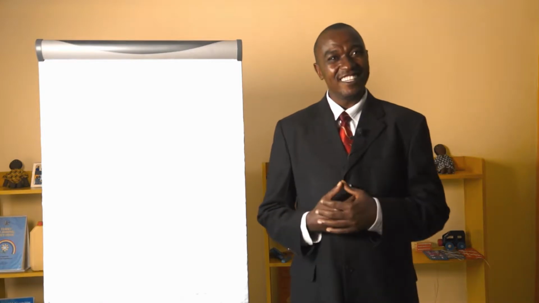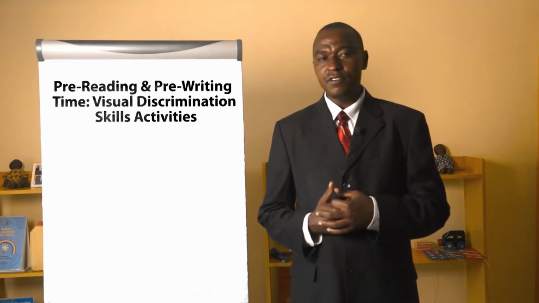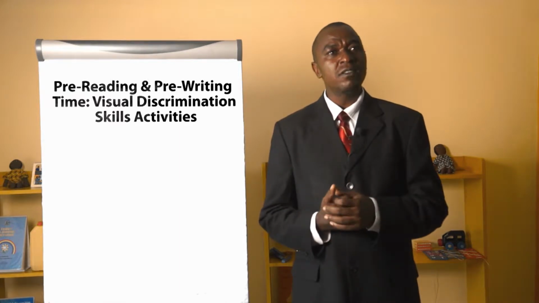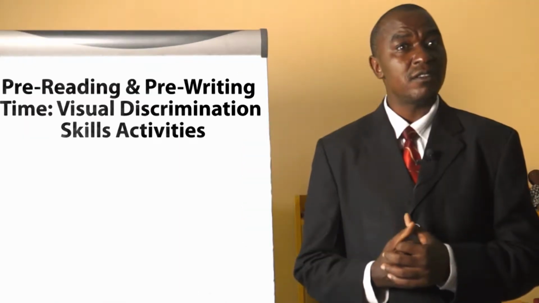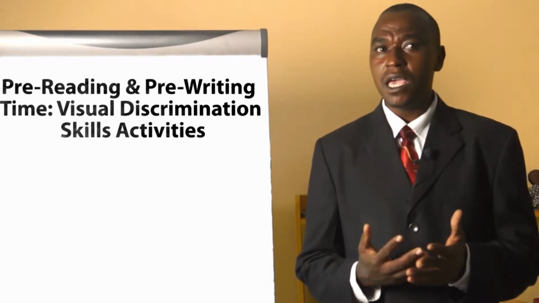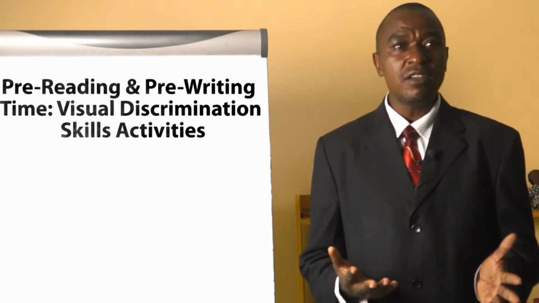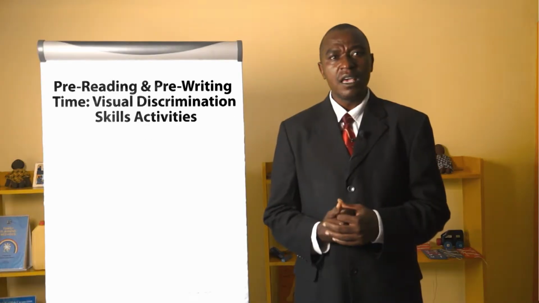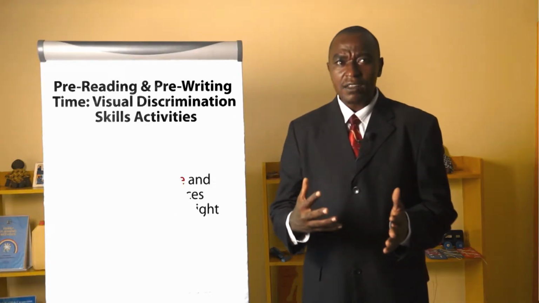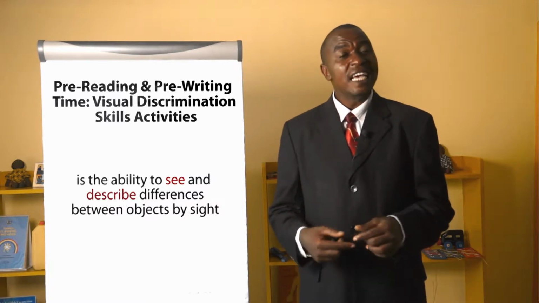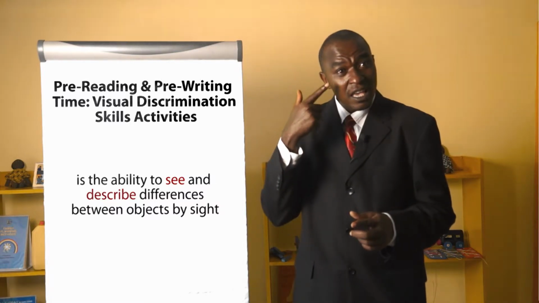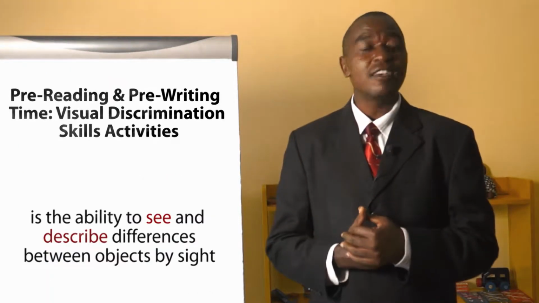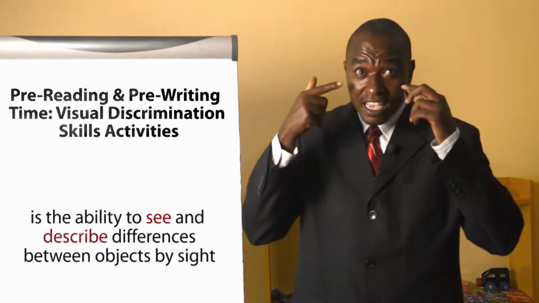Good day, fellow teachers. In this video, we'll talk about developing pupils' visual discrimination skills. Before we begin, let's take a minute to define the term visual discrimination skills. Visual discrimination skills can be defined as the ability to see and describe differences between objects or symbols by sight.